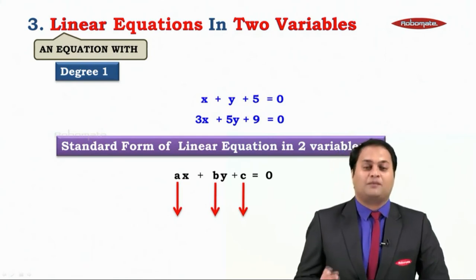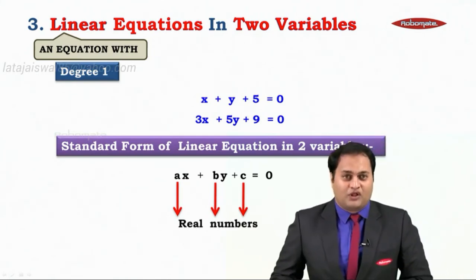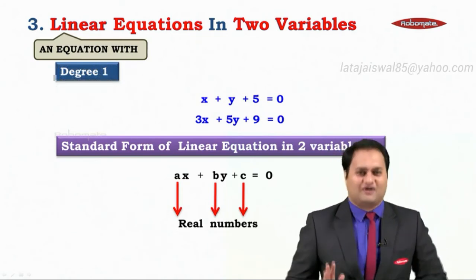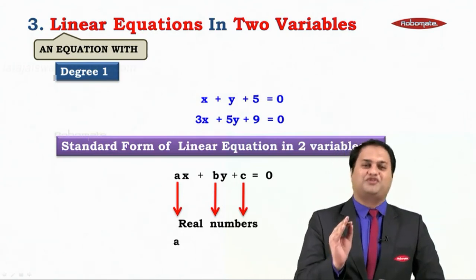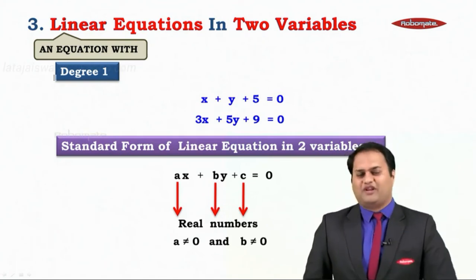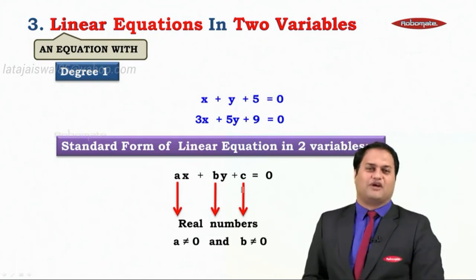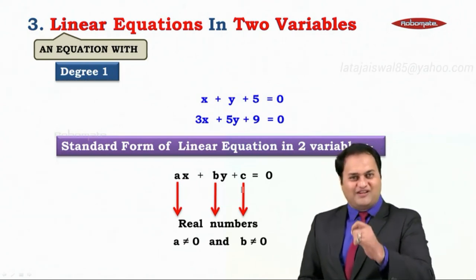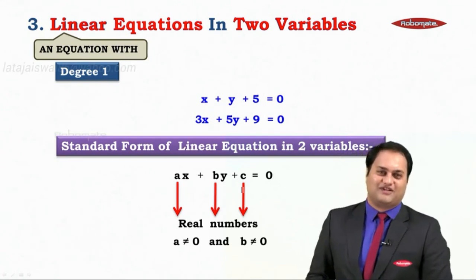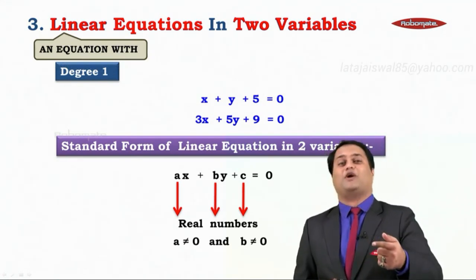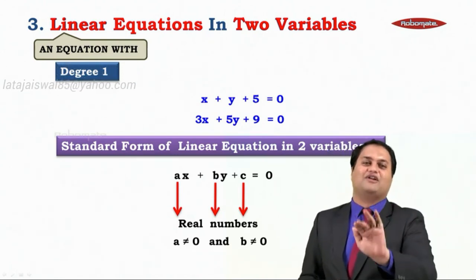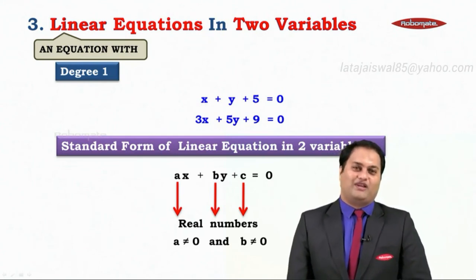So the standard form is ax plus by plus c is equal to 0, where a, b and c are coefficients or constants, that is, these are real numbers. Now when we say real numbers, they can be any number. Just that a should not be equal to 0 and b should not be equal to 0. Why? What happens when a becomes 0? Let's substitute a as 0 there. What will happen? 0 into x will become 0. X term will go. It will no longer remain a linear equation in two variables. It will become a linear equation in one variable. Similarly, if b becomes 0, y term will go. It will again become linear equation in one variable.